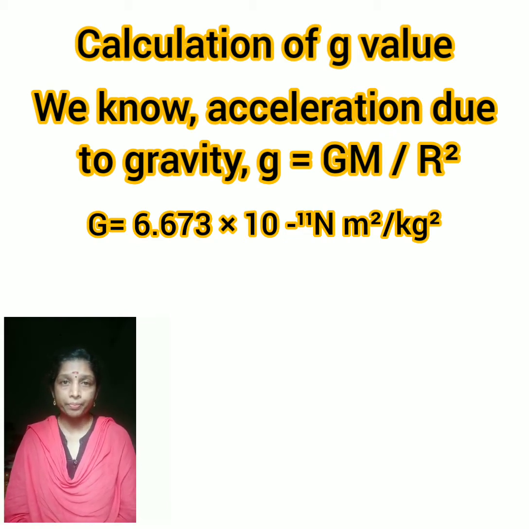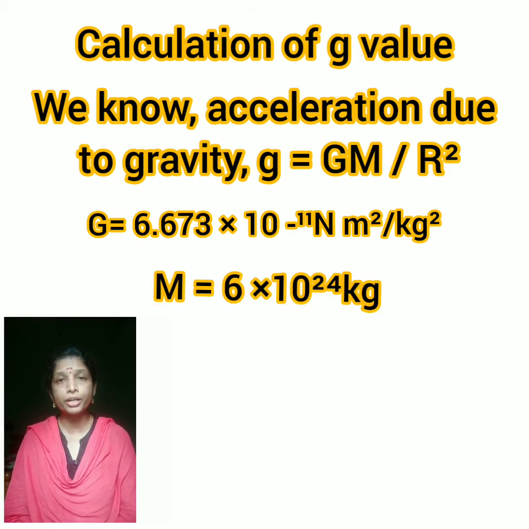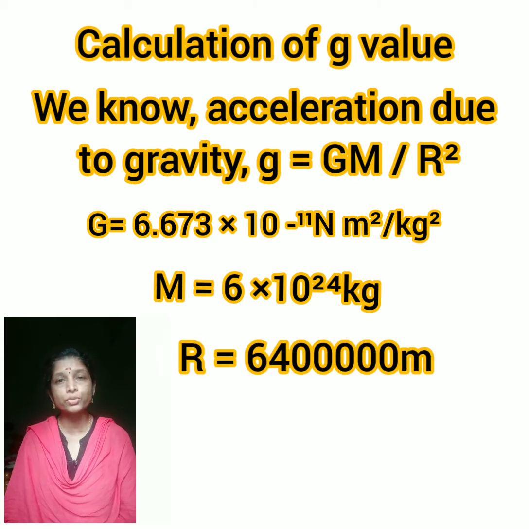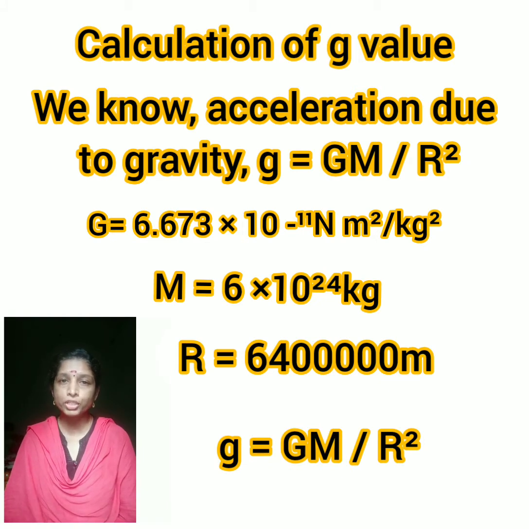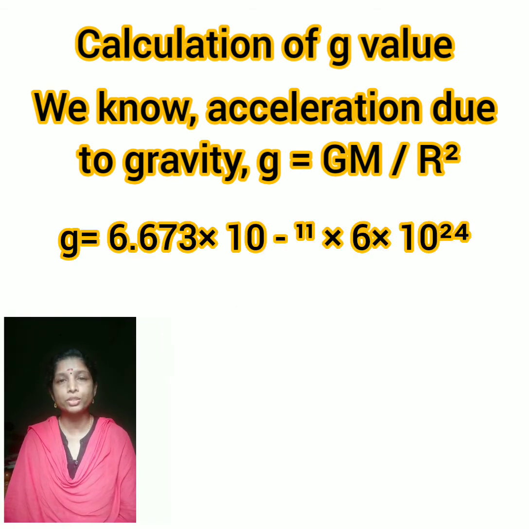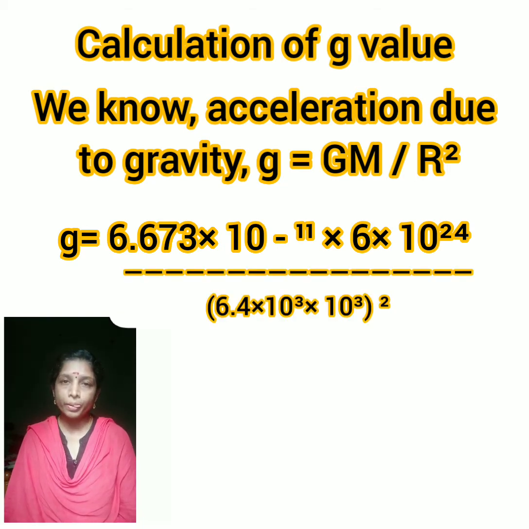And capital M, that is the mass of the earth, is equal to 6 into 10 raised to 24 kilogram. And the radius of the earth, R, is equal to 6.4 into 10 raised to 6 meter. So we can put these values in the equation g is equal to GM by R square. So g is equal to 6.673 into 10 raised to minus 11 into 6 into 10 raised to 24 kilogram divided by 6.4 into 10 raised to 6 all square.